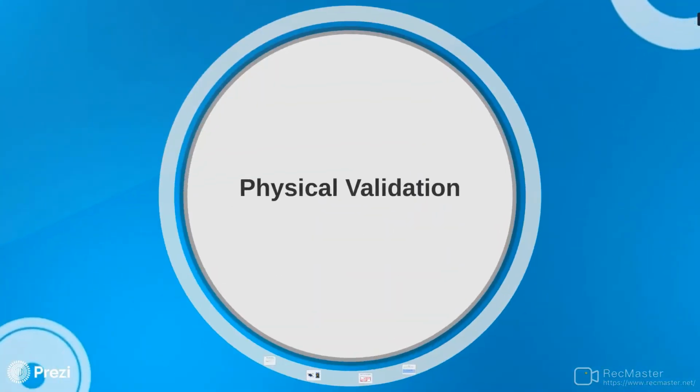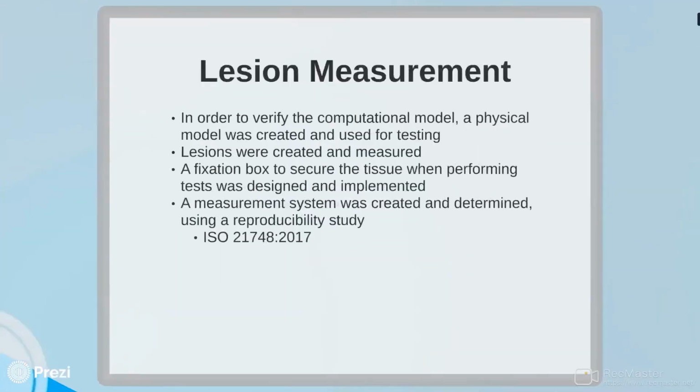A physical model is created in order to verify the digital model. For model validation, lesions needed to be created and measured. A measurement system was developed where tissue would be secured in a fixation box during ablation, tissue slicing, and measurement. Multiple operators would take several measurements. This system was verified using a reproducibility test that was designed based off ISO standard 21748-2017.